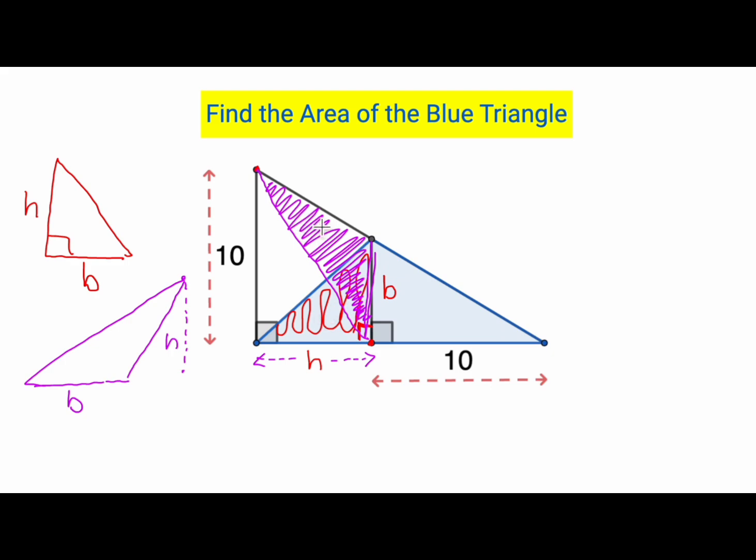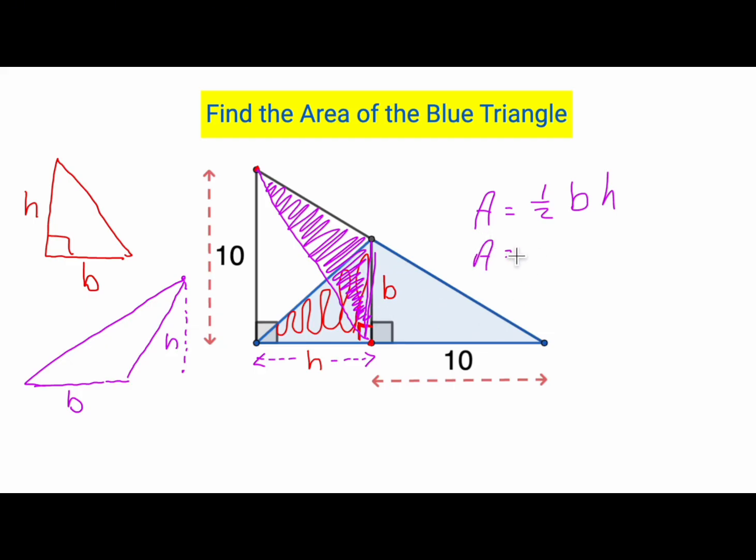So if I find the area of this purple triangle, it's equivalent to finding the area of the red triangle. And the red triangle plus the blue triangle is the area we're trying to find. The purple triangle plus the blue triangle is the area we're trying to find. So we're going to do area equals 1/2 base times height. And we're looking for this big triangle here.